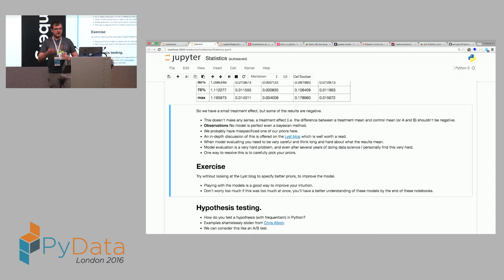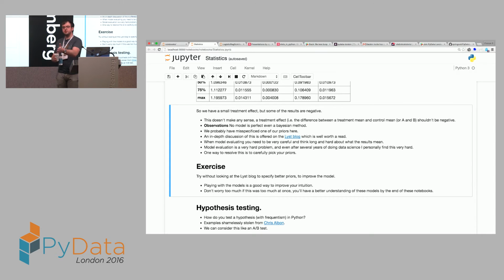We're going to look at hypothesis testing first in frequentist statistics, using mostly SciPy, and then we're going to look at hypothesis testing in PyMC3, and then we're going to look at machine learning, frequentist statistics, and PyMC3 for logistic regression.